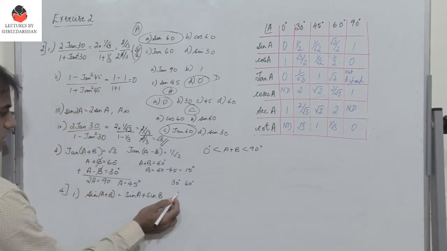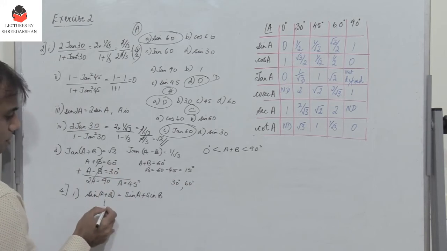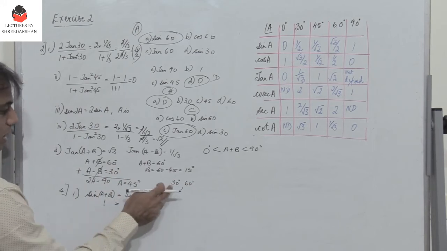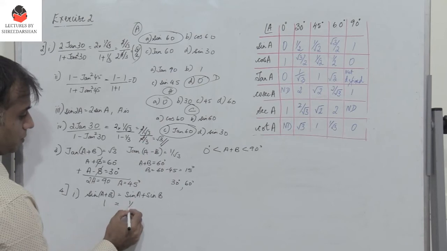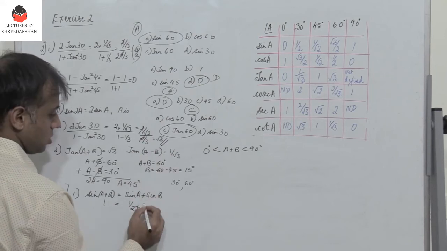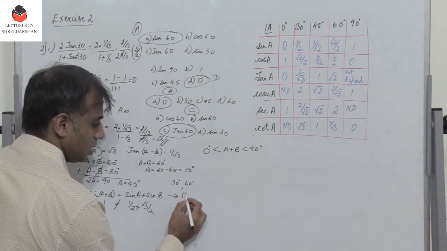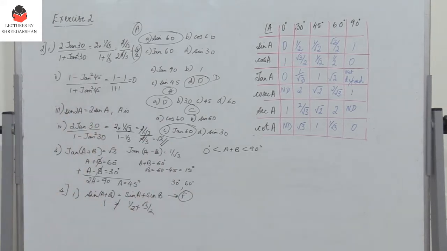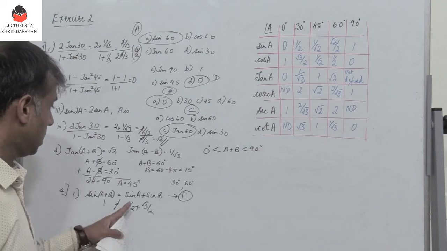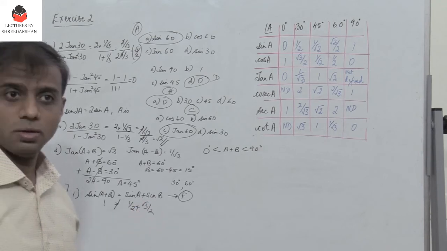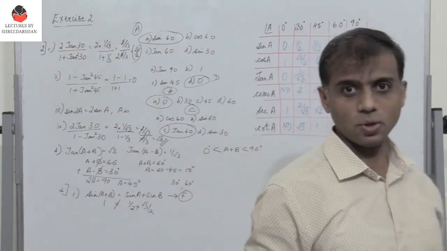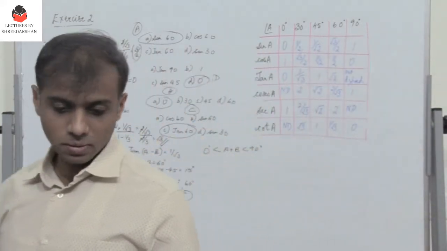So sine(A+B), so sine 90 is 1. Is it equal to sine A plus sine B? Sine 30 is 1 by 2 plus sine 60 is root 3 by 2. So definitely it is not equal. So the first statement is false. Sine(A+B) is not equal to sine A plus sine B. Therefore this is a false statement.